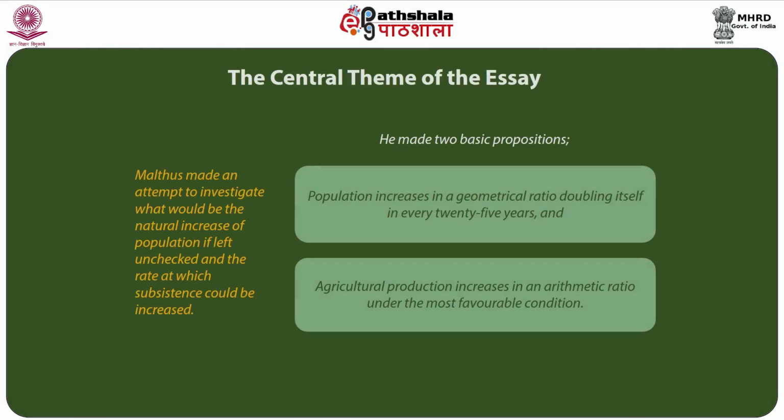Malthus made an attempt to investigate what would be the natural increase of population if left unchecked and the rate at which subsistence could be increased. On the basis of these two assumptions, he made two basic propositions, and they are: 1. Population increases in a geometrical ratio, doubling itself every 25 years, and 2. Agricultural production increases in an arithmetic ratio under the most favorable conditions.